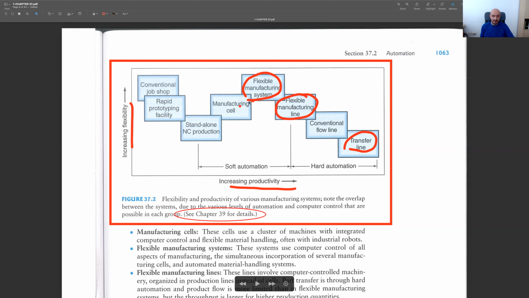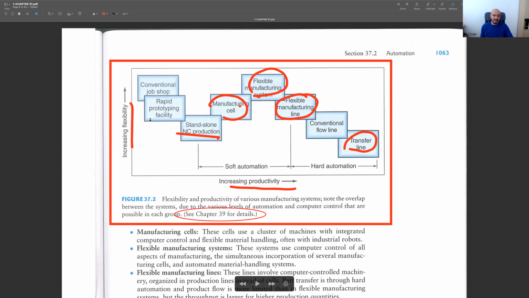Then we have something in between, manufacturing cells, then standalone NC production. And obviously this one has less flexibility compared to the manufacturing cell. The thing is that in this one, we only have probably one or two types of numerically controlled machines. It might be a milling machine or turning machine. So you can only produce such kind of parts, but it's not as flexible as the manufacturing cell. Since in the manufacturing cell, you can even do some assembly operations.